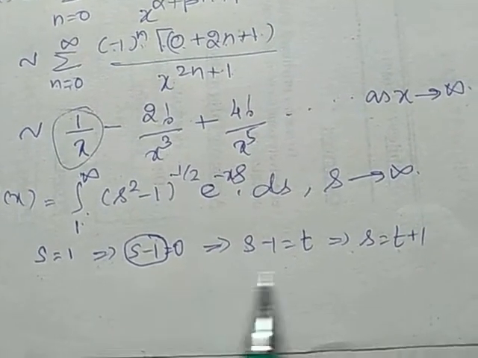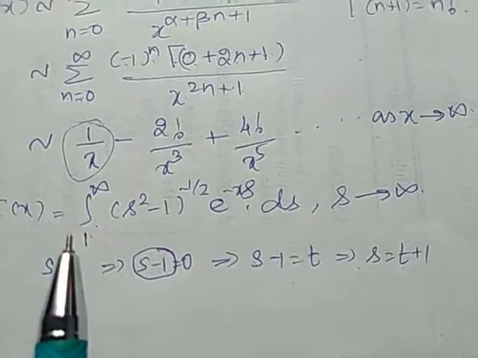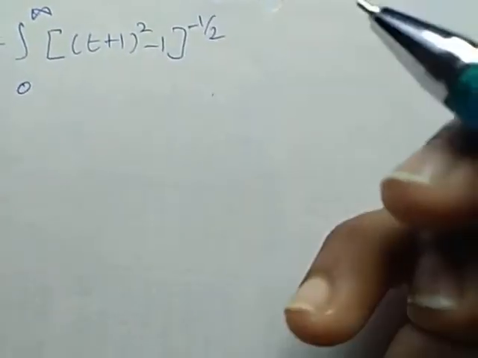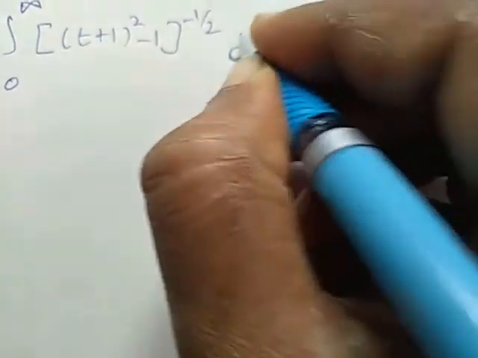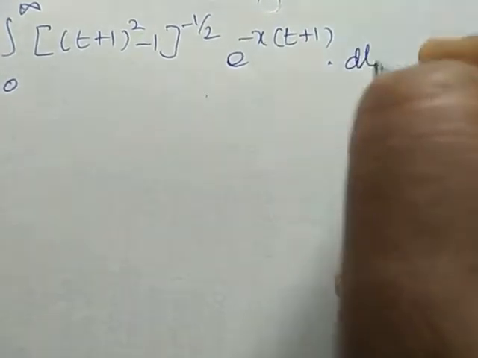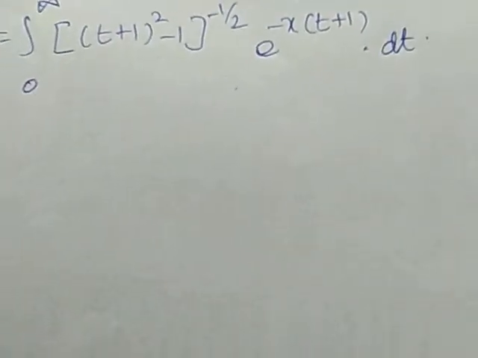So I am going to substitute all these things in the integral. So our integral is I of x is equal to, limit changes to 0 to infinity. In the problem we are having s square minus 1. So what is our s square? S is t plus 1 whole square minus 1 to the power minus 1 by 2 into e power minus x into s. S is t plus 1 into dt. So this is our problem.